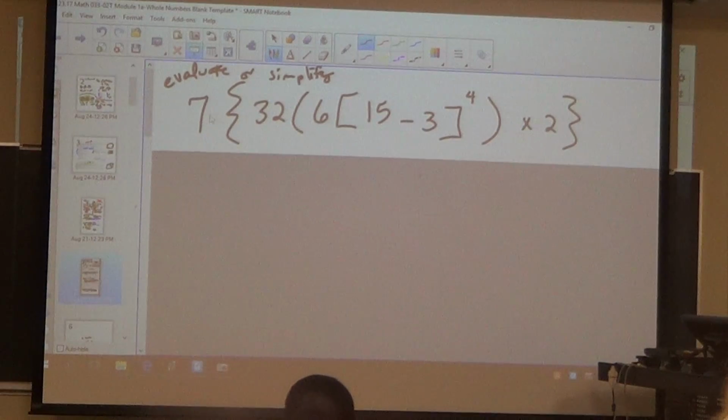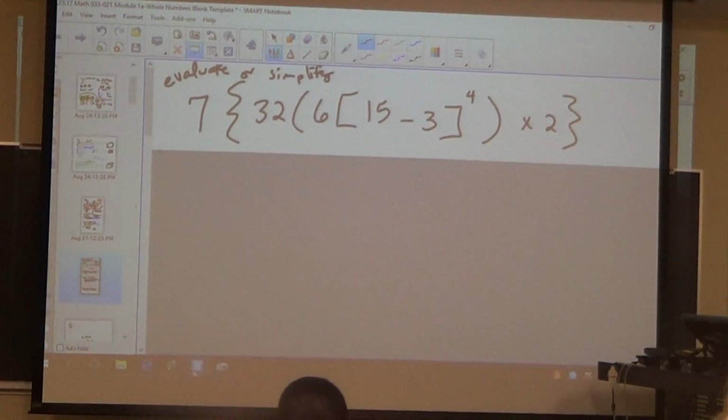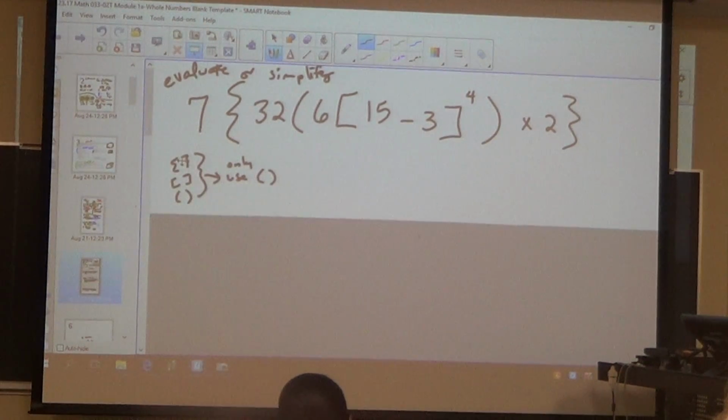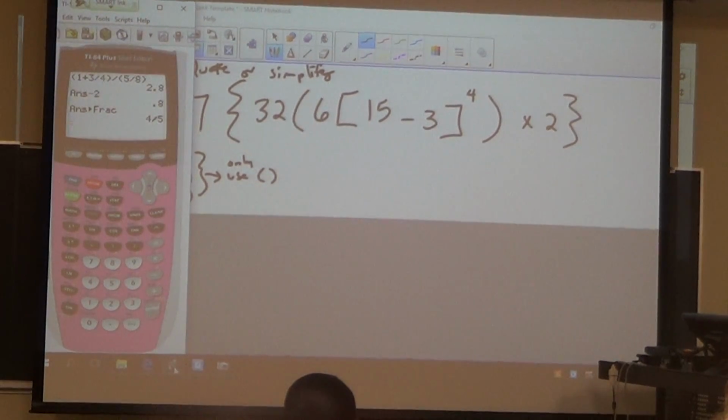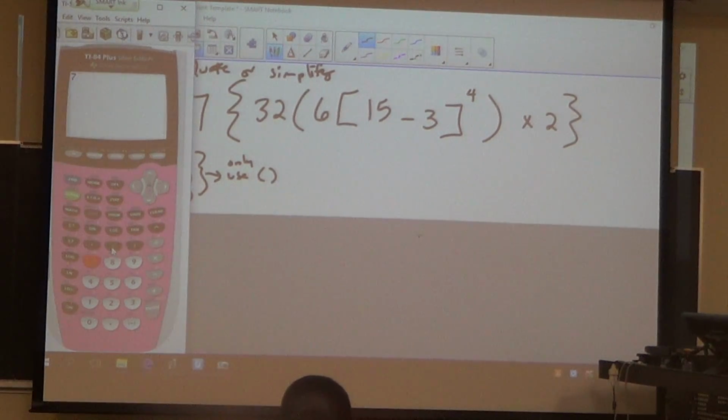Now we did talk about this last time. If you have parentheses, squigglies, square ones or round ones, you only use the parentheses. There is no need to do this by hand. Type it all into your calculator. So when I'm doing this problem, it would be 7 parentheses, 32 parentheses, 6 parentheses, 15 minus 3, close it.